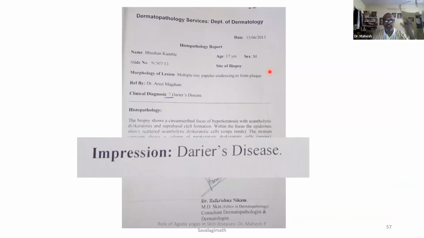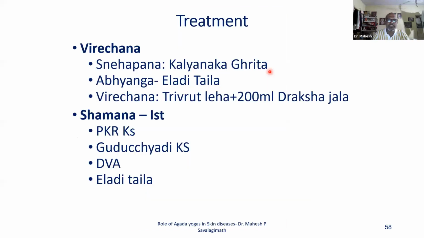So he has to wear full dress and cover the face and all. He never used to go outside in shorts, only full sleeve shirts. Even then, any part that got exposed to the sun would develop the lesions. So for that purpose, we convinced him and we did Virechana.